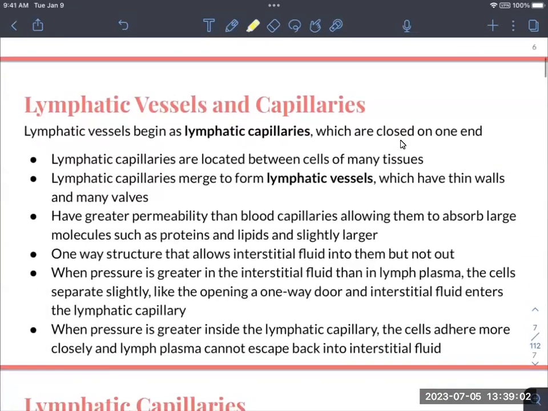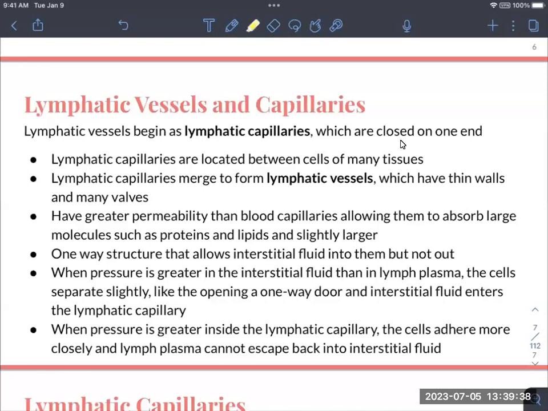So lymphatic vessels, just like blood vessels, have specific characteristics. We have lymphatic vessels all over the body, just like we do blood vessels. We have lymphatic capillaries, just like we have blood capillaries. The lymphatic capillaries drain into lymphatic vessels. They just get larger and larger and larger, just like veins per se do.